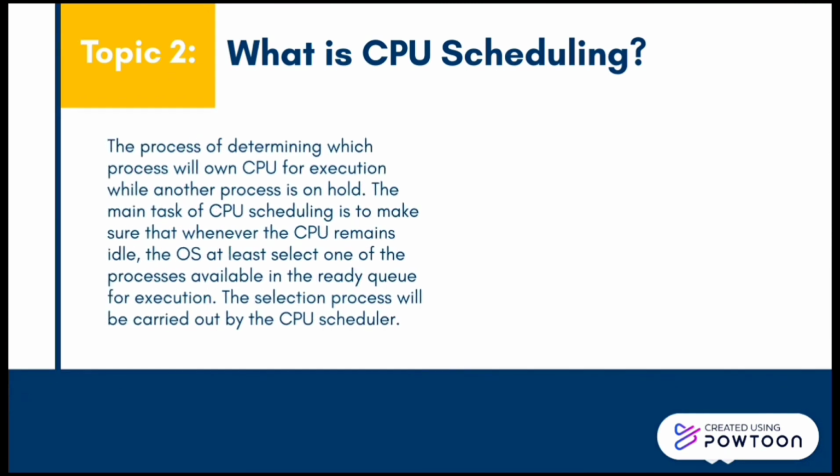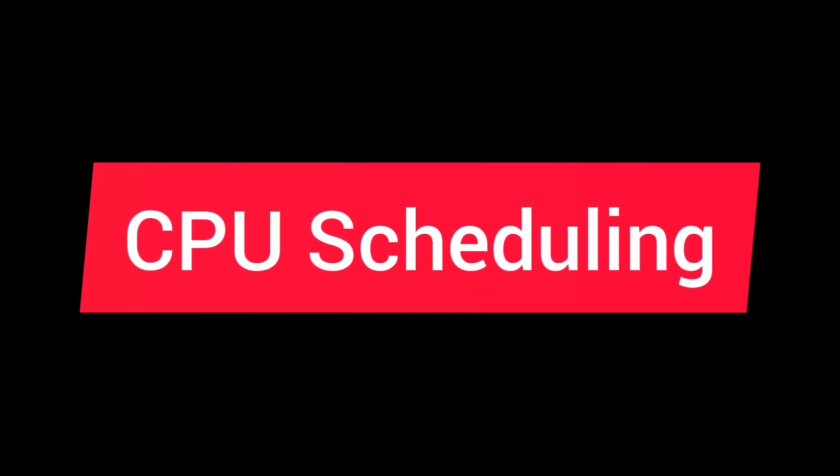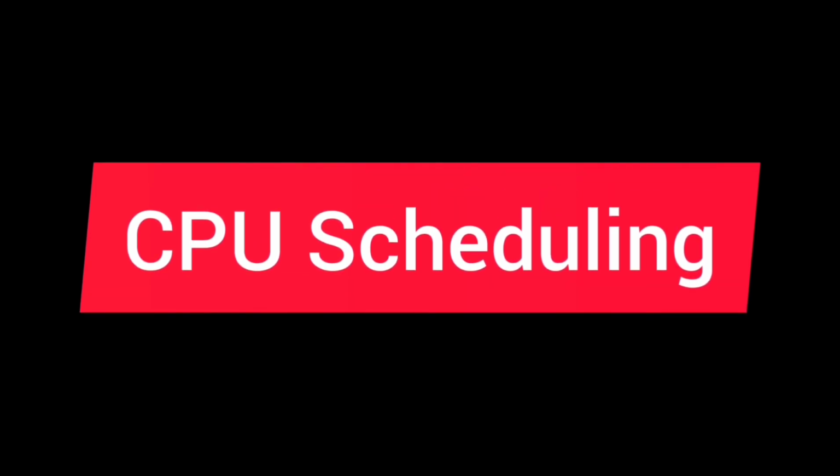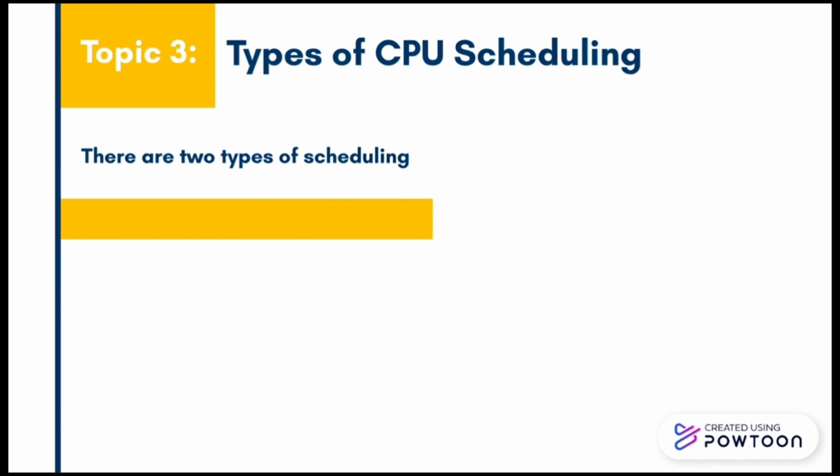Now this is the main and primary job of the CPU: to make sure that whenever the CPU remains idle, the operating system will select at least one of the processes available in the ready queue. The ready queue is a queue which follows the first in first out technique, and it consists of all the processes which are ready for execution. Now the selection by the CPU scheduler will be carried out based on the algorithm it is following, because there are many CPU scheduling algorithms which we will be looking into further. So it will select one of the processes in the memory which are ready for execution, and then it will execute it.